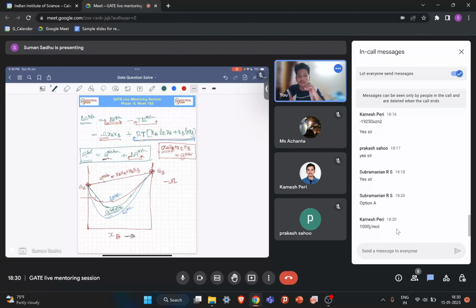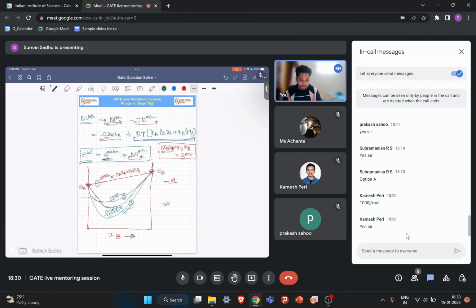So a total of three parts are there. First part is the G for mixing. So this is the first part. Then delta H mixing, second term, and then T delta S mix. This is the third term. So the sum of these three terms is your G of solution. Okay. So this is how we can draw the free energy versus composition diagram.